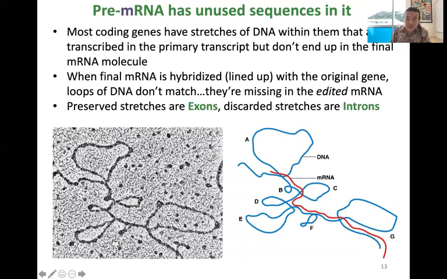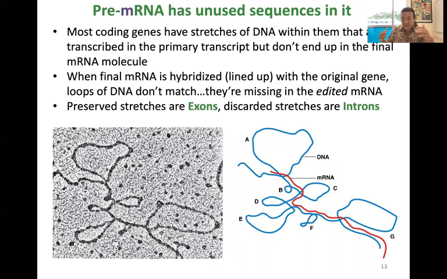Importantly, the pre-RNA, in other words, the original transcript of the RNA, may have many sequences in it that are just not used. Many coding genes have stretches of DNA in them that are present in the original photocopied version, but are no longer present in the final version that actually gets translated. So this is a cool experiment that was done a long time ago, where scientists took a stretch of DNA that contained a gene that they knew they wanted to look at.